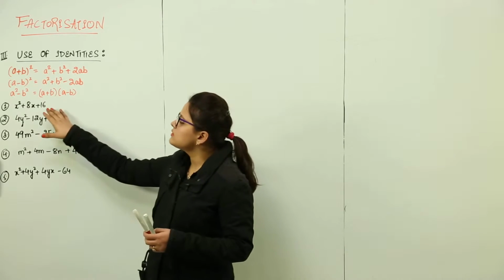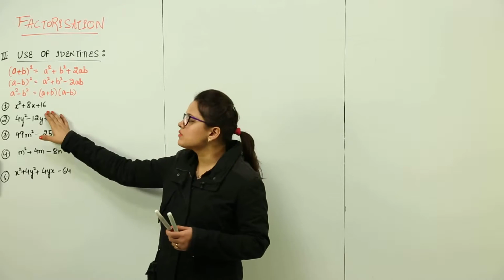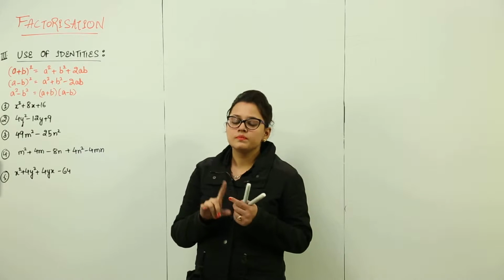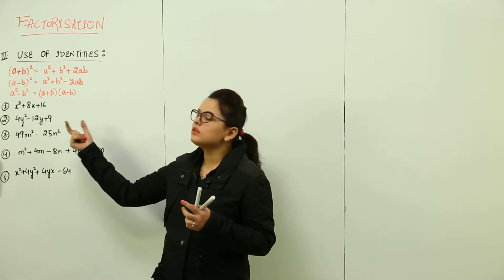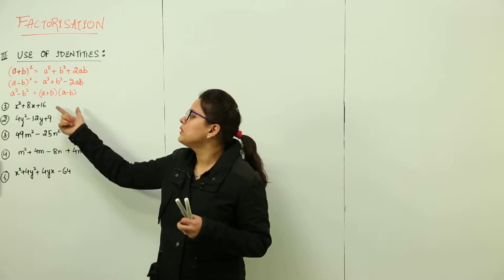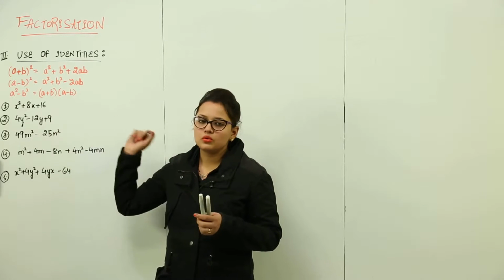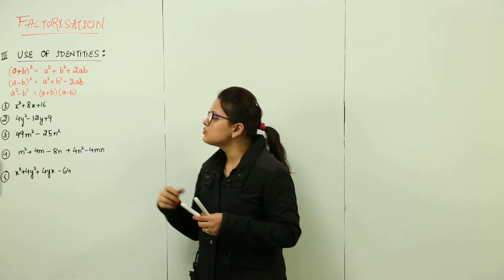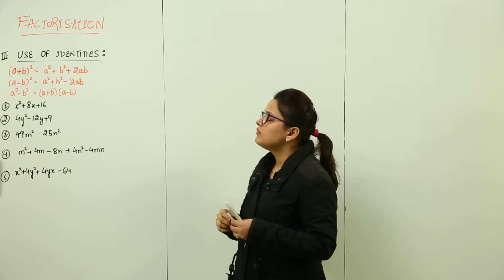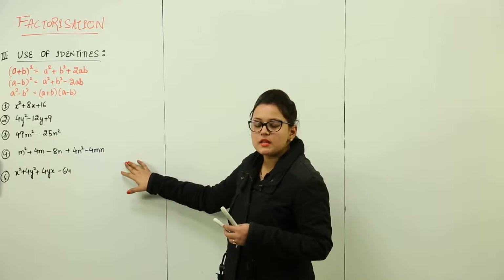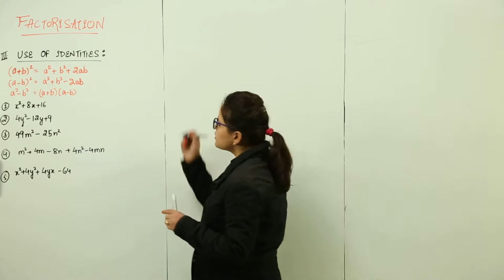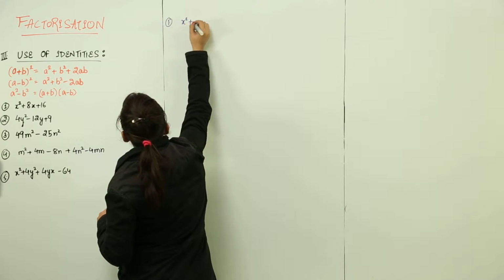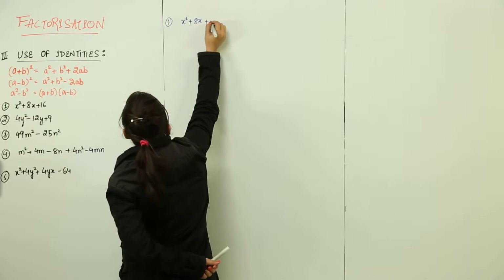Now let us check the first question. In this first question you can see there is nothing common. We cannot use the first method. The second method had we can regroup and take out common, but here we can't even do the regrouping, because nothing will come out common again. So the third method is we should check if some identities can be used or not. So I am doing the first question. The first question is x square plus 8x plus 16.